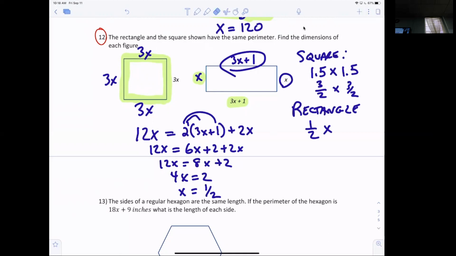So we'll just keep it 0.5 and 2.5. And if you wanted to, you could say 1/2 by 2 1/2, or 5/2, either way. All of those are perfectly fine with me. Decimal, fraction.